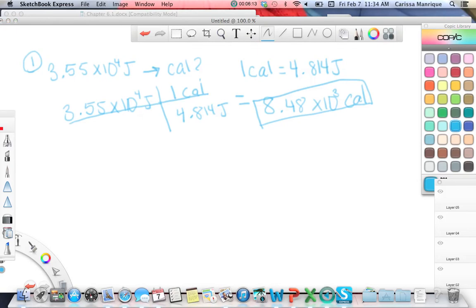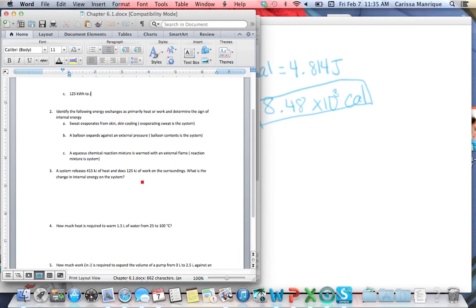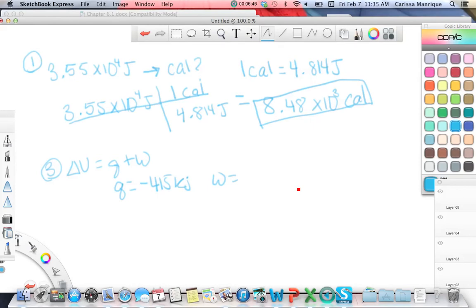So let's come back over here. We already did number 2, so let's go to number 3. Remember that delta U is Q plus W. Q then will be negative 415 kilojoules. Okay, let's see what W is. And does 125 kilojoules of work. Do we want to do work? No, so that's negative. So now we need to calculate the external energy here. So this would be negative 125 kilojoules.